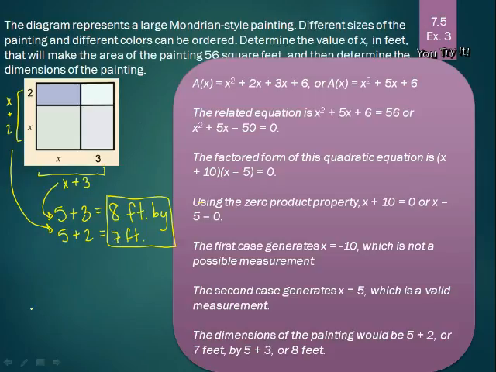The first case generates x equals negative 10, which is not a possible measurement. The second case generates x equals 5, which is a valid measurement. The dimensions of the painting would be 5 plus 2, or 7 feet, by 5 plus 3, or 8 feet.